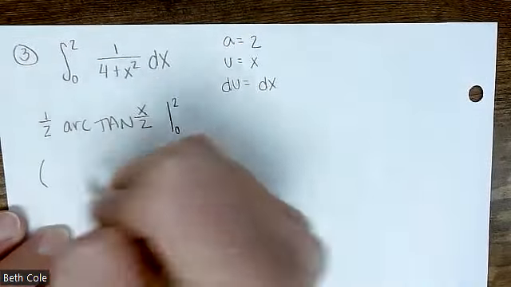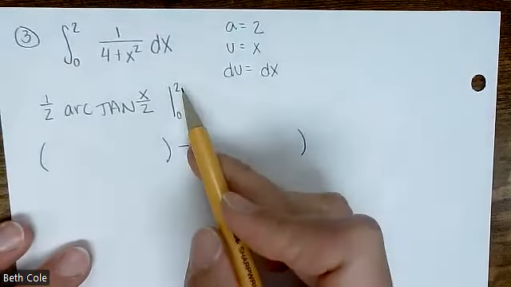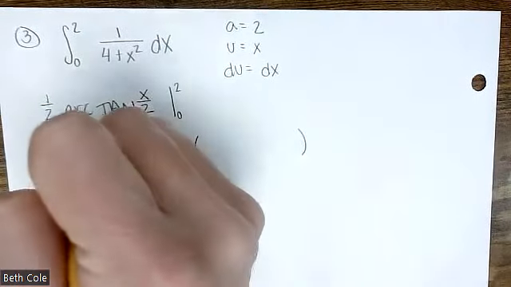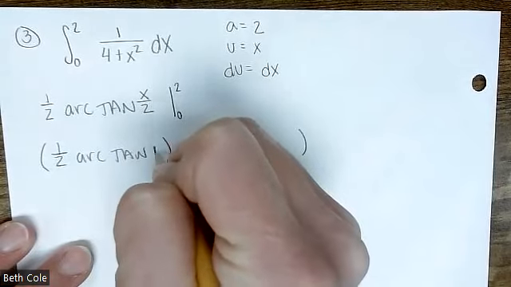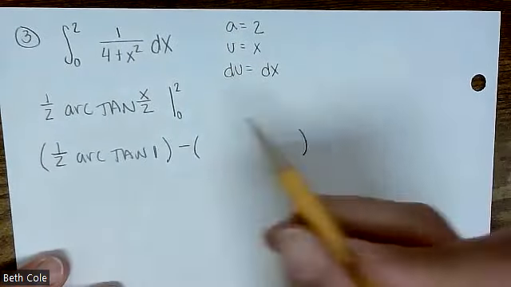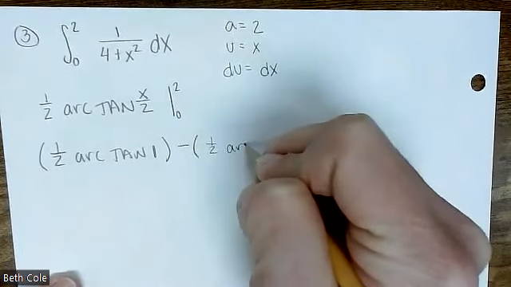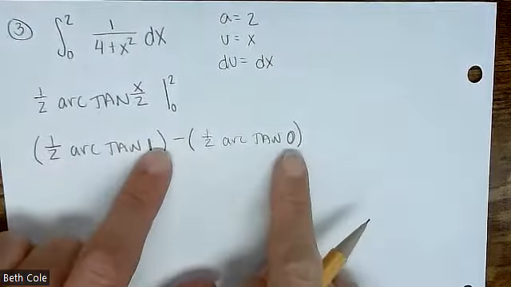All right, so we're going to do upper boundary minus lower boundary. So if you plug in 2, 2 over 2 is 1, and I am going to write this out. It's 1/2 arctangent of 1. And if you plug in 0, 0 divided by anything is 0. So we got a 1 there and a 0 there.